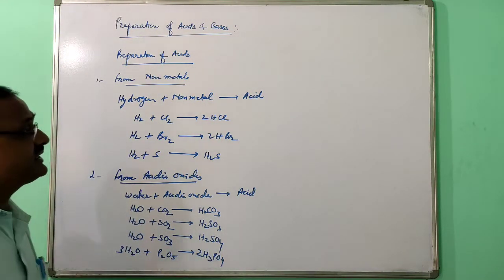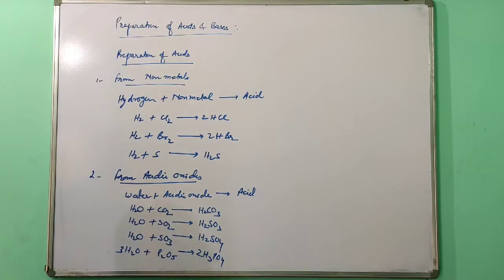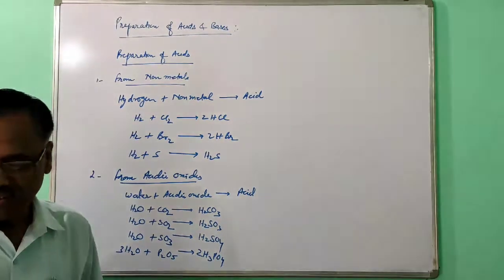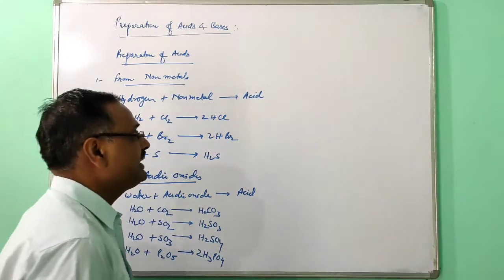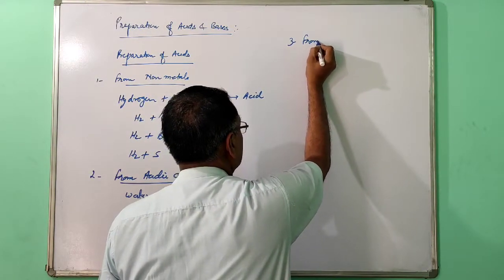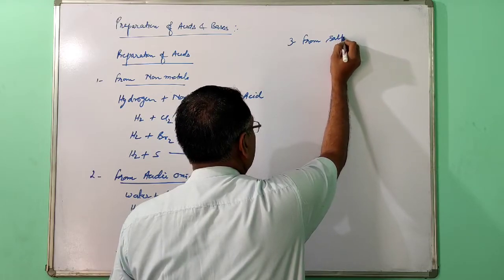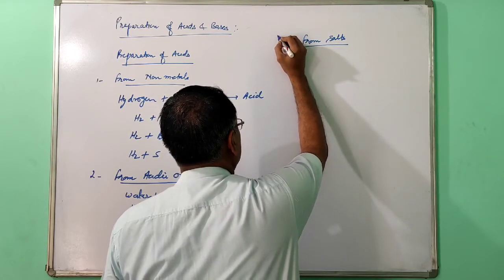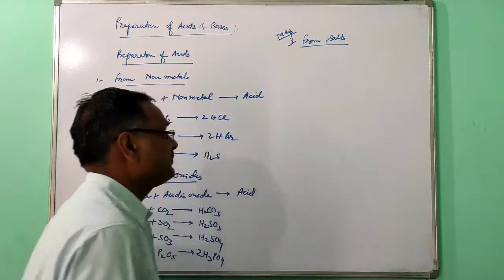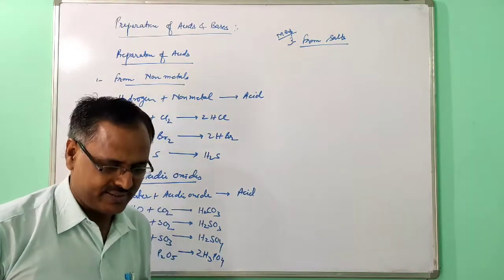So these two methods you have seen. First method from non-metal and second from acidic oxide. It's a very simple method. Just dissolve the acidic oxide, and it will form the acid. And the third one is from salts. This one is the most important method. So from the salt, how can you prepare the acid?